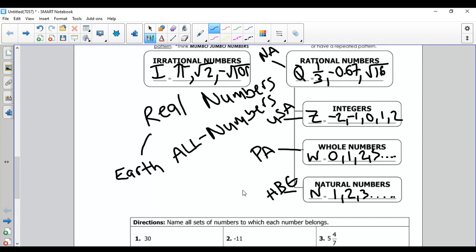So can you be in PA? Can you be in Harrisburg and not be in PA, USA, North America, or Earth? No, you're in all of those things. If you're a natural number, you're going to be all of those other things.